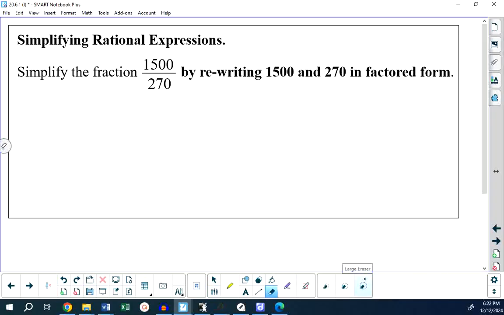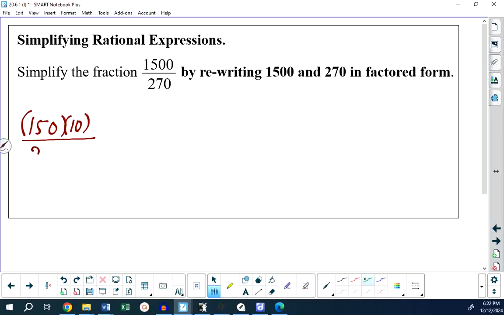We're going to recognize that why that works is 1,500 happens to be 150 times 10, and 270 happens to be 27 times 10. And then what we're going to do is cancel them. And the key idea here is you are canceling a common factor. 10 is a factor of the numerator and a factor of the denominator.